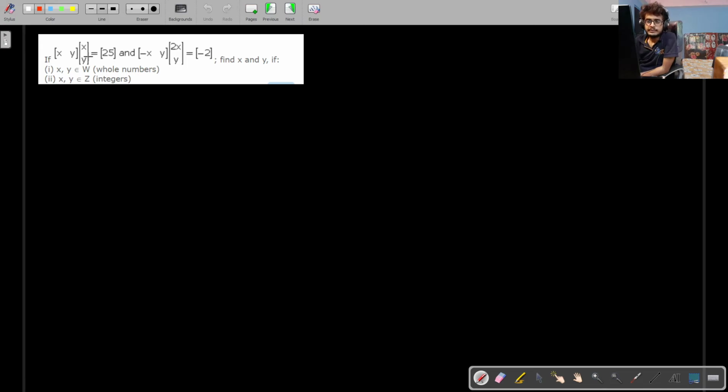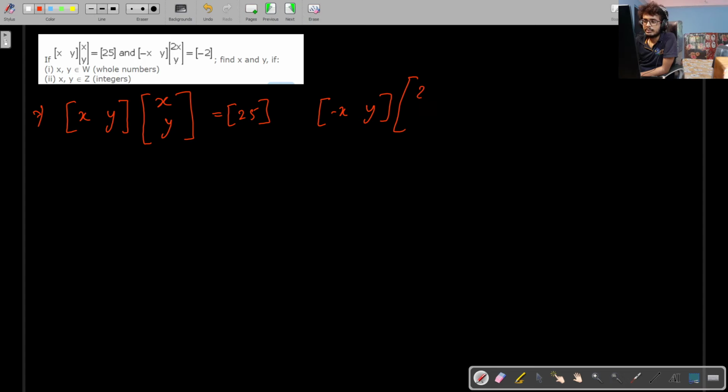Okay, so this is a tough question. Not that tough, but still. So x y, which is a 1 by 2 matrix, is multiplied with another matrix, that is x y, like this, equal to 25. And we are also given minus x y multiplied by 2x y is equal to minus 2.